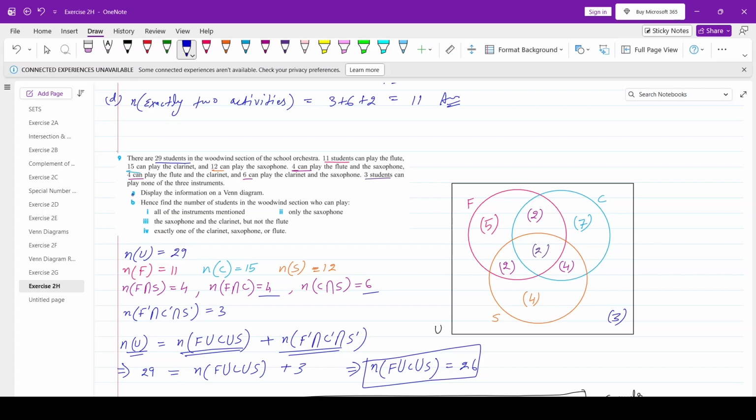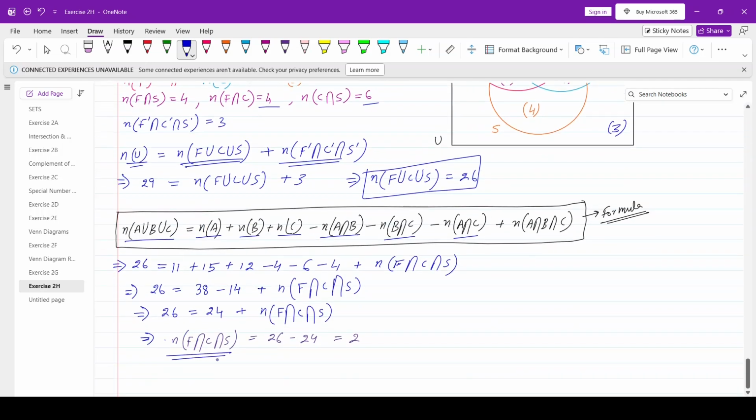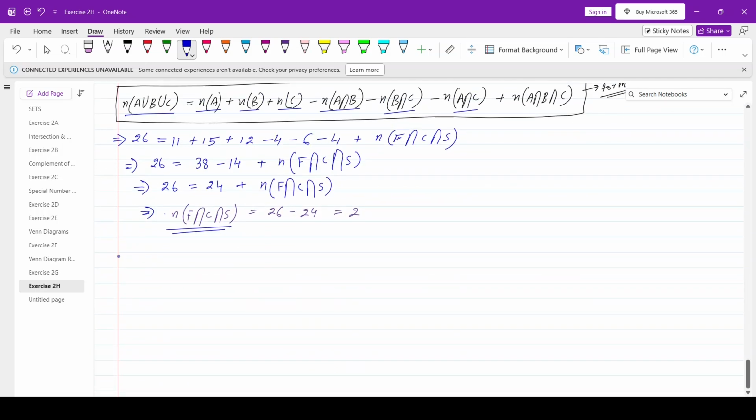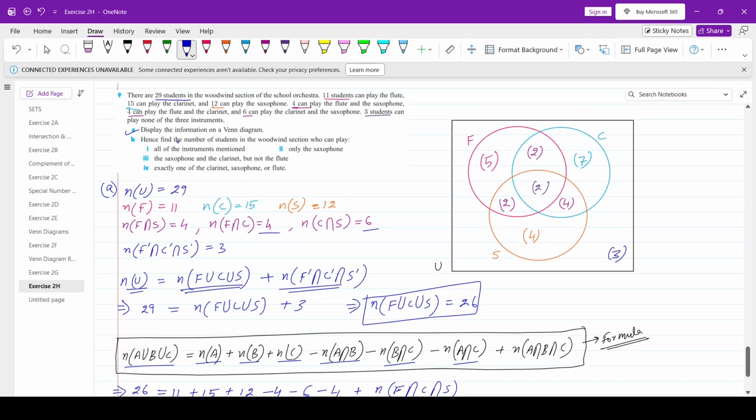Now the question says display the information on a Venn diagram. So this whole calculation was done to find this value, because without this value we cannot represent the numbers on a Venn diagram, and we have done this part. Now part B says, hence find the number of students in the woodwind section who can play all of the instruments mentioned.